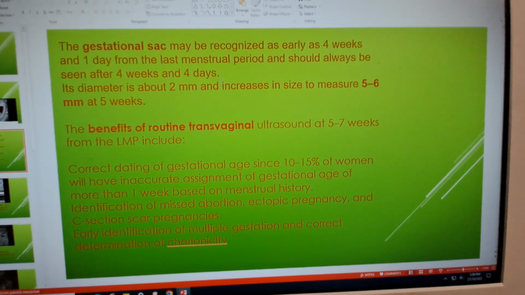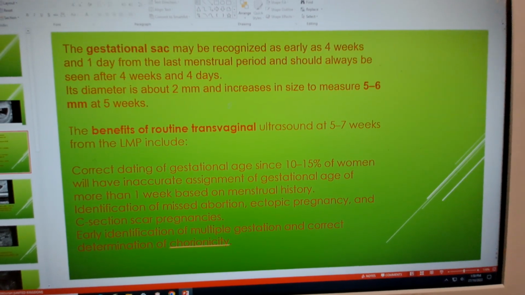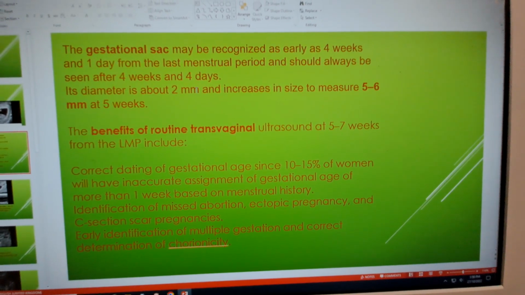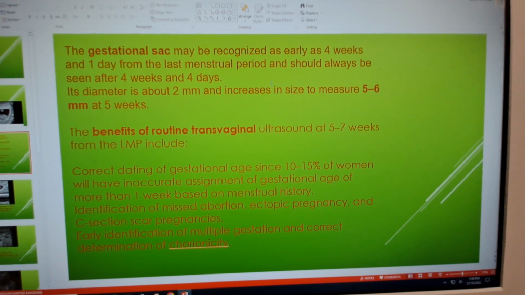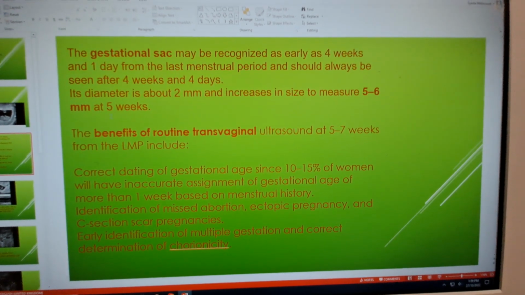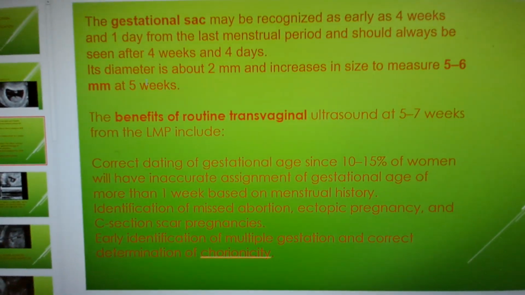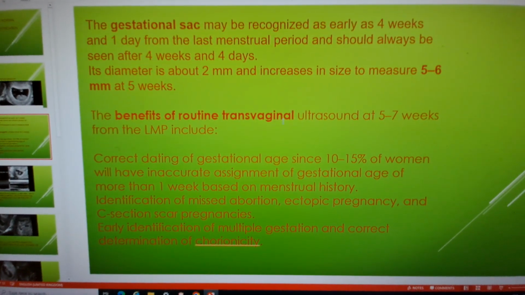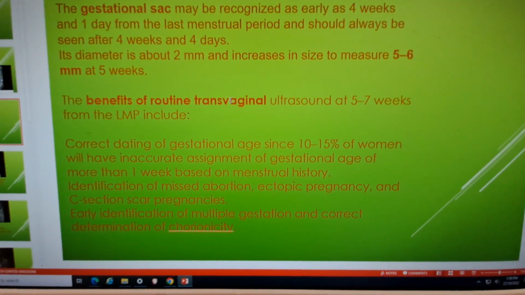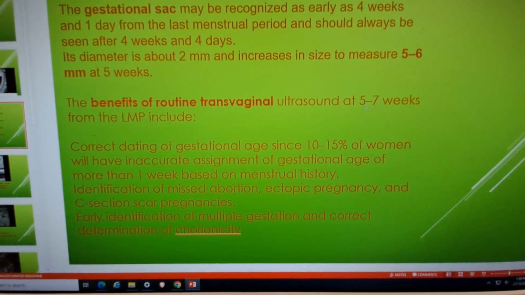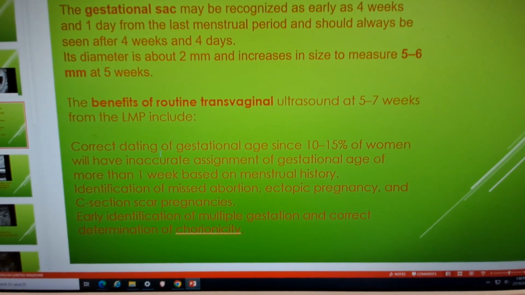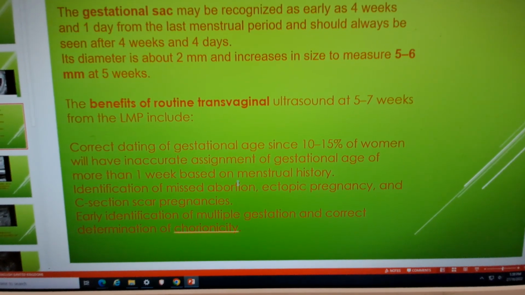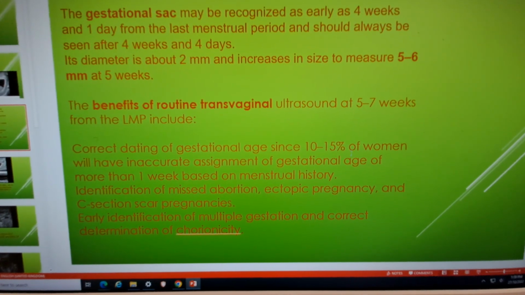Now, the pregnancy is the launching of the gestational sac, which we see at around 2 millimeters in diameter and increasing in size to about 5 to 6 millimeters around 5 weeks. So the benefit of the transvaginal ultrasound is that we recommend it for most early pregnancies around 5 to 7 weeks. For correct dating, first we have to see the location, and then the dating, around 10 to 15%.